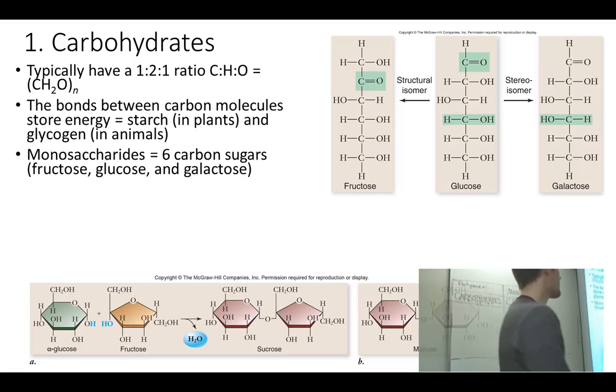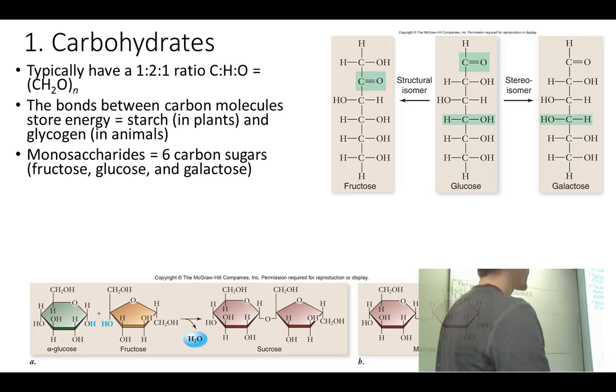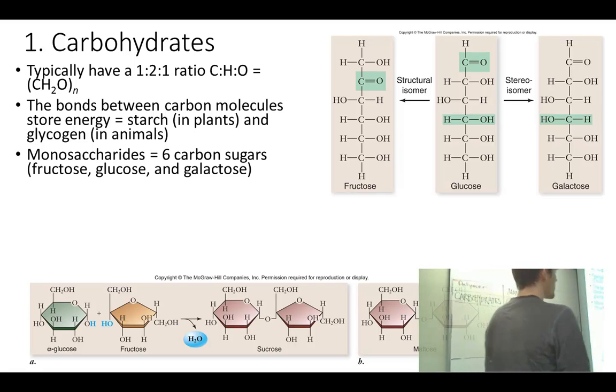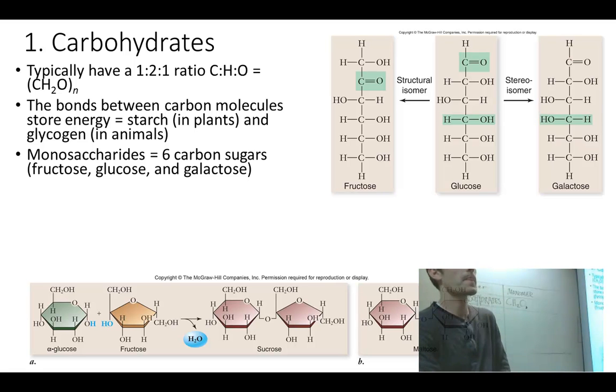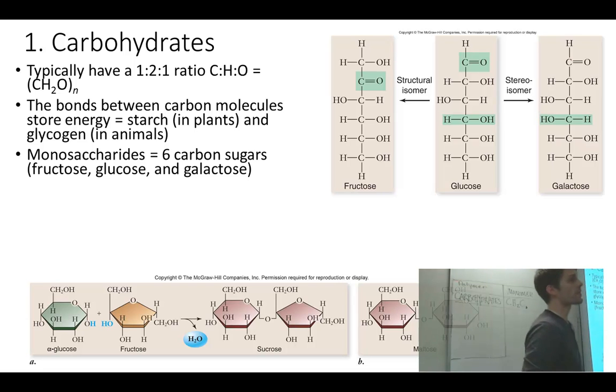Okay, when we talk about sugars, we have monosaccharides. Okay, and these are 6-carbon sugars. There are other monosaccharides, but these are some of the most important ones: fructose, glucose, and galactose. And if you look over here, we talked about this briefly before, but fructose and glucose and galactose have the same molecular formula. It's all C6H12O6.